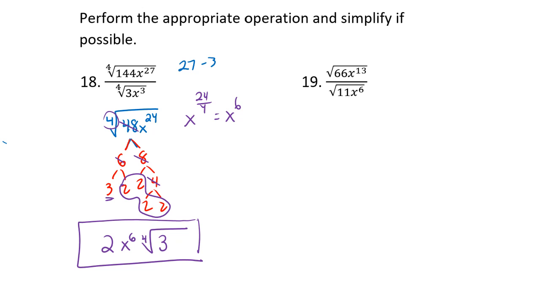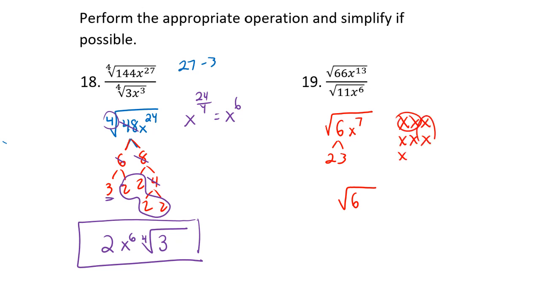Number 19, I have the same index, so I can divide these. So 66 divided by 11 is 6. 13 minus 6 is going to give me, I believe, 7. Yep. I'm going to break down 6, 2, and 3. There's nothing to circle, so it's going to stay a 6. So I know inside the radical, I'm going to have a square root of 6. I do have 7 x's.